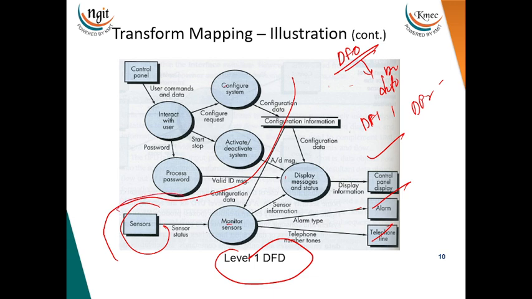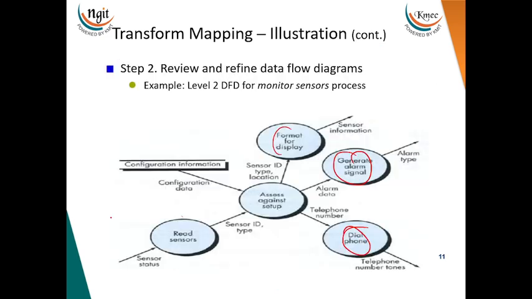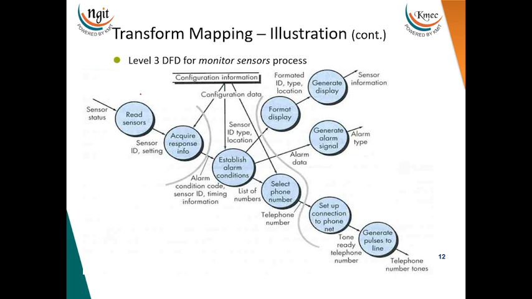This is what DFD has given to you. This is the part of DFD 2 which is given here. And if you go more into this one, as I told you, DFD 3, look how it goes. Then it is again divided into this part. This is all how it goes up. Format display, generate display, sensor information, generate alarm. Then this is alarm, the sensor alarming part will come here, and list of select phone number, which phone number, set up the connection, all this will come up. So DFD 3 gives you more details, correct?